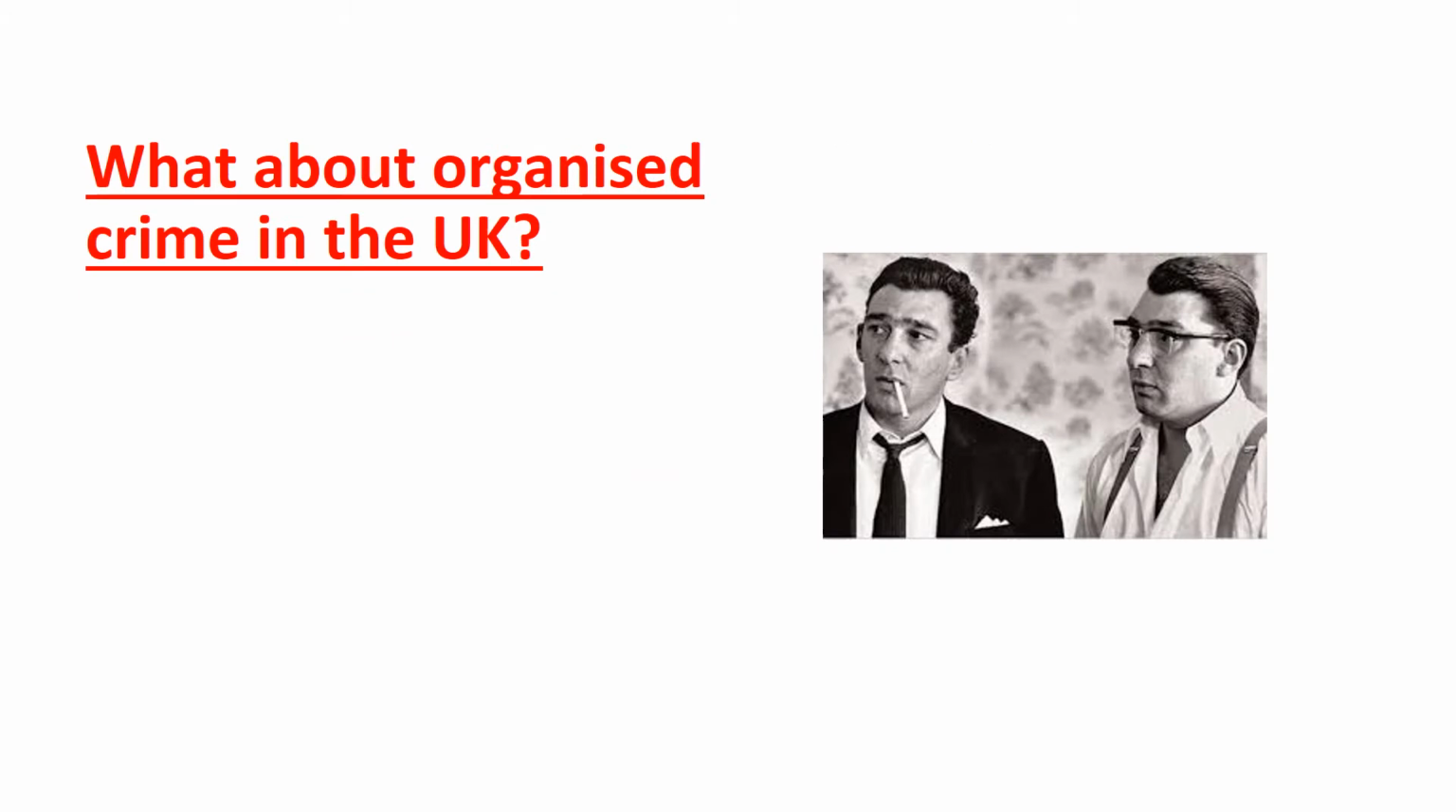But what about organised crime in the UK? Well, arguably, the Cray twins were the original English organised crime gangsters. They set up their gang known as the Firm across East London in the 1960s and ran many illegal businesses over the years, being responsible for murder, armed robbery, arson, protection rackets and assaults.